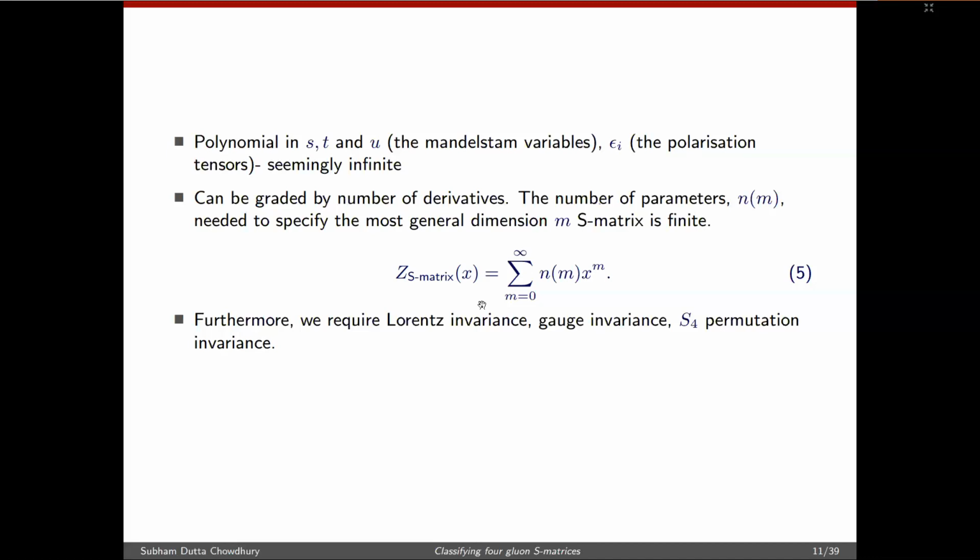And so this is just a counting partition function. The way we decode our tensor structures out of this is, I will come to that, using some S3 properties. So let me just go ahead and you'll understand how we approach it. Now you have these polynomials of S, T, and U as well as the polarization tensors. Now we further require Lorentz invariance, gauge invariance, and S4 permutation invariance also for photons. For gluons, we also of course require the group G singlets of the gauge group.